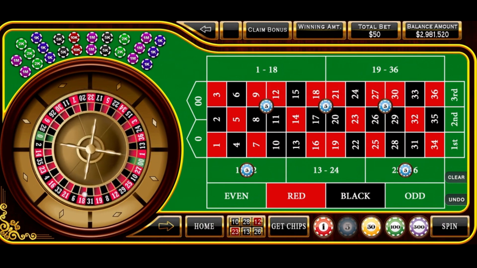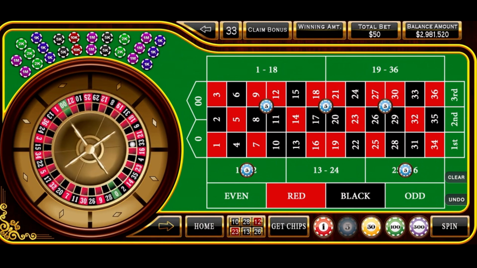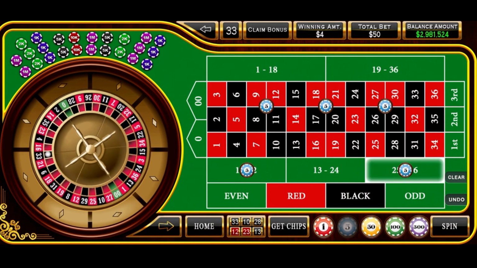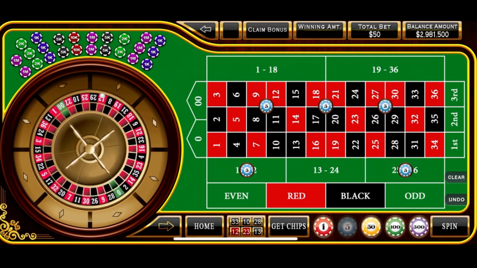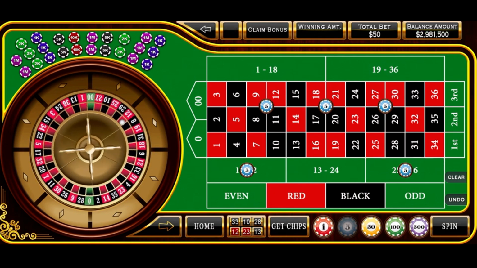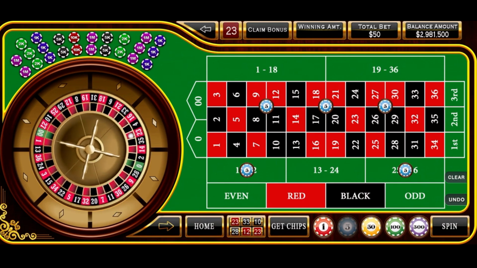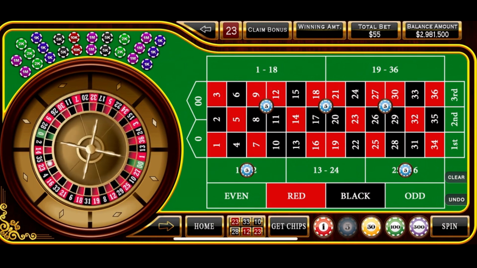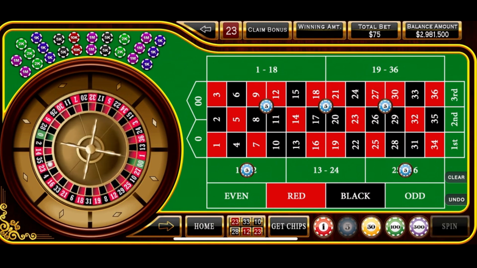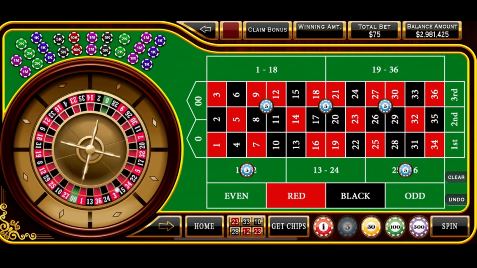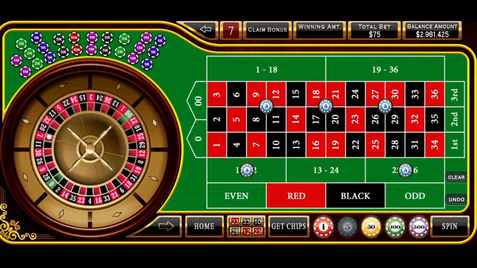Session high is $15.90. That's what we're trying to exceed. And there's 33 black, so that's a partial loss. That's our first loss at this level. And we're spinning again. Here we go. 23 red, so that's a total loss. So we'll go up to level 3 now. And that's $15 on each one of these bets. $75 total. And let's see if we can get a winner here and get back to that session high.